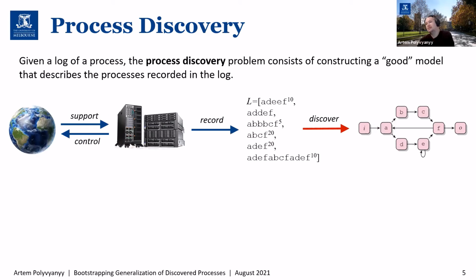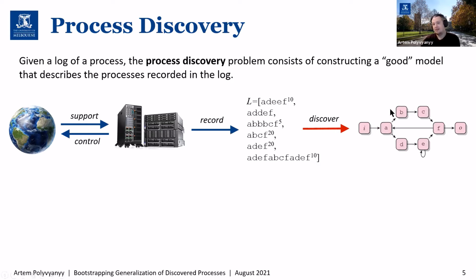To talk a bit more about the problem of process discovery, let me introduce this topic a bit further. In process discovery, we take these event logs, these multi-sets of traces, and we construct process models. We aim to construct good process models that describe the processes that were recorded in the log. Process models can take different shapes. Here, for example, I have what we call directly follows graphs, DFGs, in process mining.